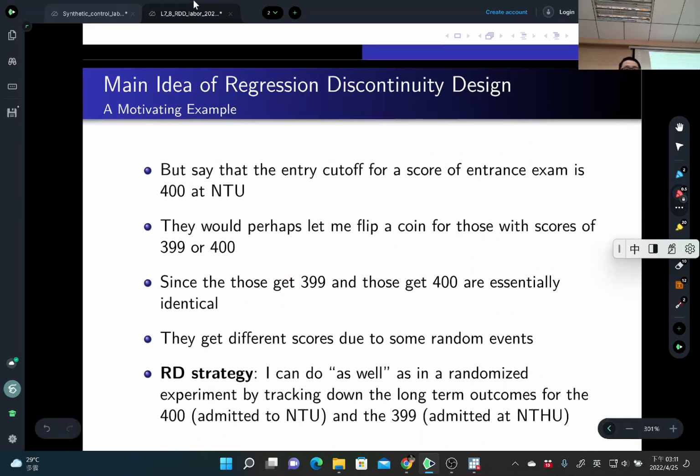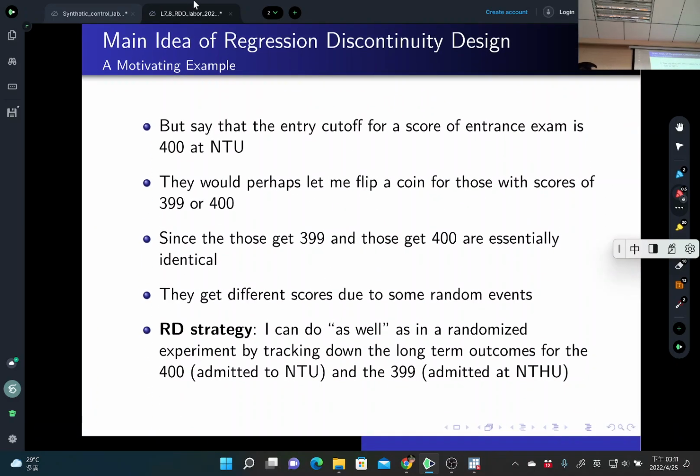Okay. So instead of using this way to determine who goes to NTU or NTHU, Tsinghua University, if we have some knowledge of why someone can go to NTU and why someone cannot, we can use this knowledge to create a kind of experiment at some threshold. So for example, we all know in Taiwan, whether you can go to some school is based on your test score, the 指考成绩 or 学测成绩.